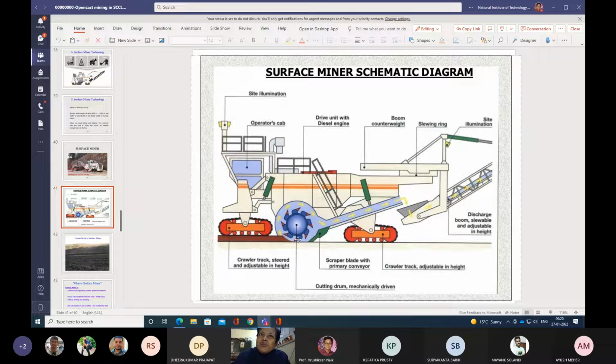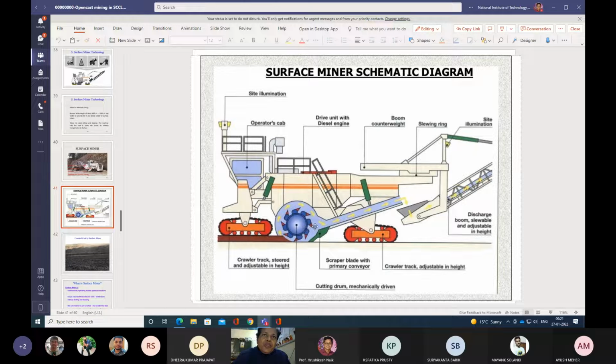So there is no need of a crushing machine. This will produce small size of material, crushed materials. No boulders will be produced because these are the cutting tools. These are the cutting picks. So the cutting picks are sharp, so it will not produce any big material. So there is no need of crushing.